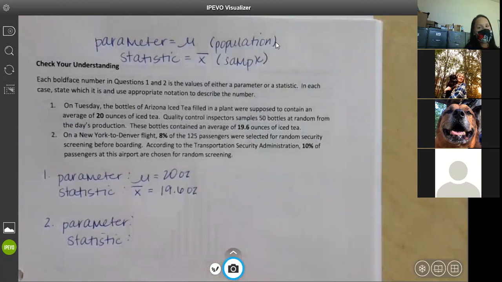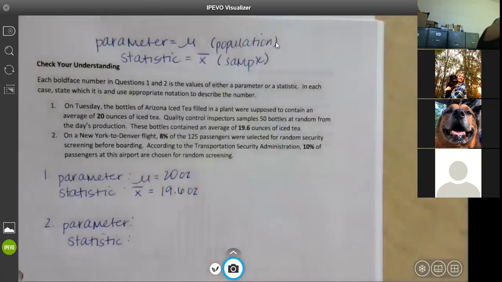Parameter and statistic. Read it really fast. It says on a New York to Denver flight, 8% of the 125 passengers. Now, what are we looking at this time? Let's just talk about the boldface number. What are we looking at this time?